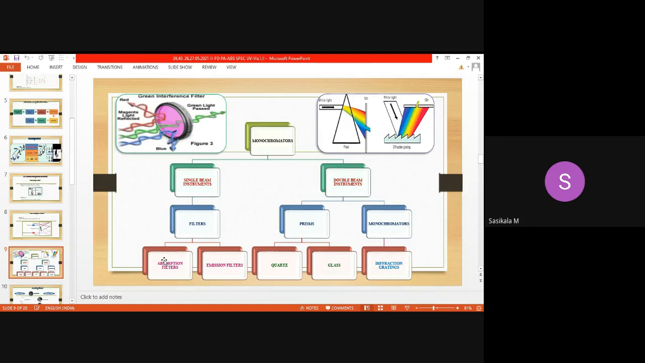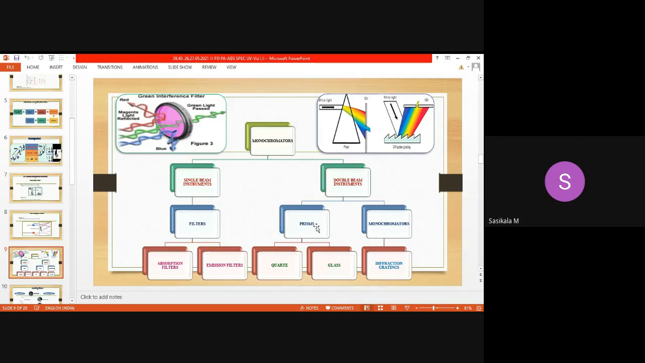So filters function based on the filtration of light. The principle behind filters is filtration only. It filters off unwanted radiation and chooses only the wanted radiation for the sample. So how does it filter off? Based on absorption and emission types of filters.